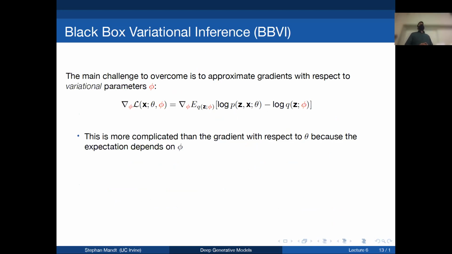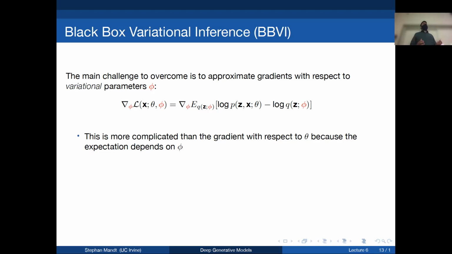But now we get to the more tricky part. We also have to take the gradient with respect to these variational parameters phi, and this turns out to be slightly more tricky. There are essentially two big ways of getting that gradient. One is the so-called reparameterization trick that we will talk about in this lecture. Another trick is called REINFORCE, which has to do with reinforcement learning, which is slightly more general, but oftentimes not as good. So it turns out that this reparameterization trick is very important.